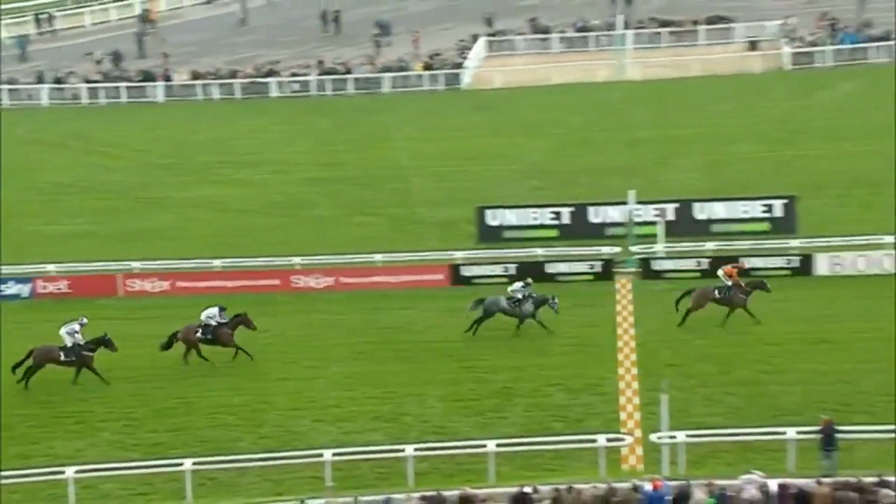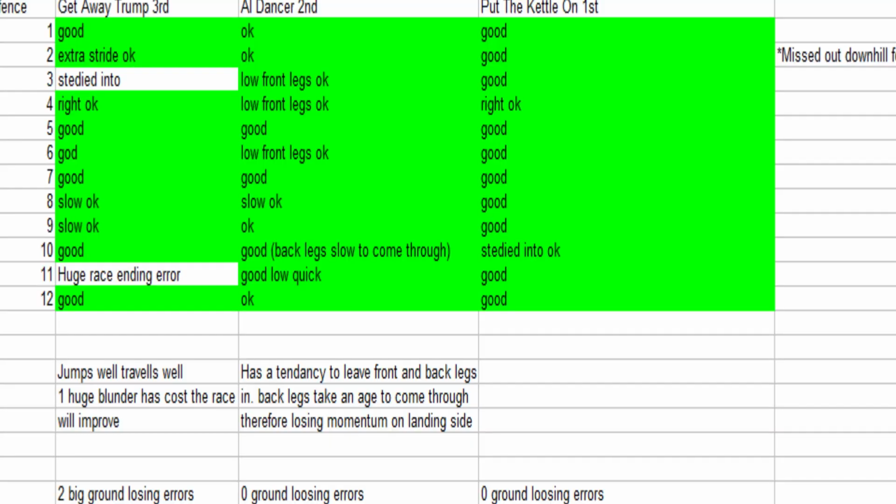I'll put up a picture here of how I had the mistakes around the whole of the course at the time, and how the hell he was able to get within 2 lengths of Our Dancer when losing 3 lengths at the second last flight and making errors on the way around is quite remarkable.